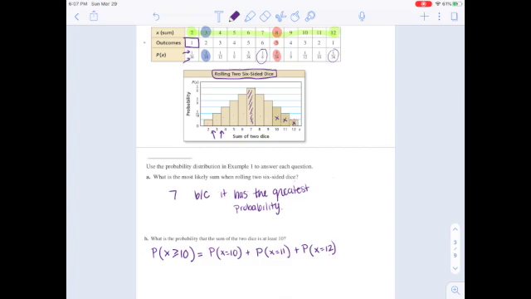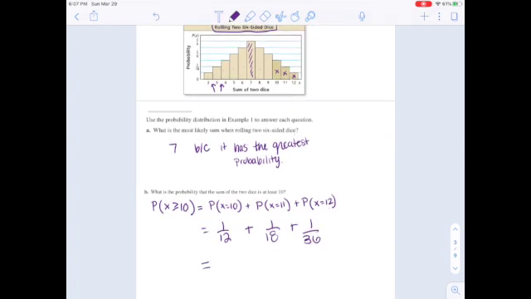So look above, look in your chart all the way up there. What's the probability of x equals 10? I find that right here. What's the probability of x equals 11? Here, this column. And 12 being in that column. So you're going to take that 1/12 plus 1/18 plus 1/36.